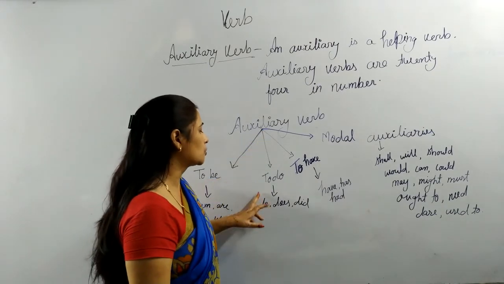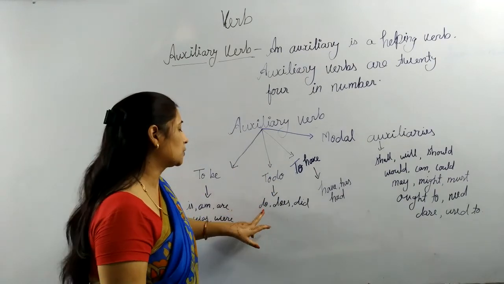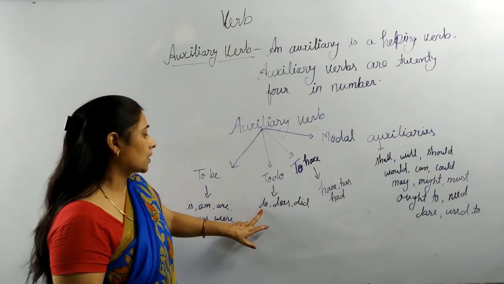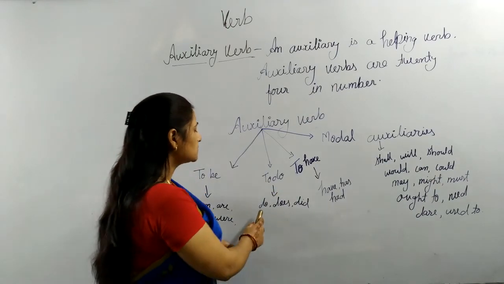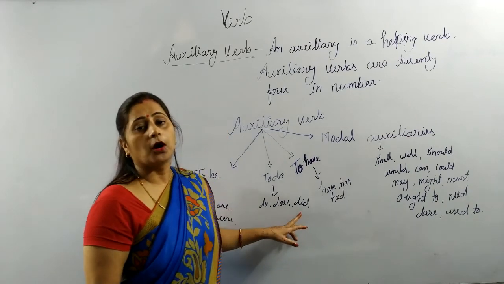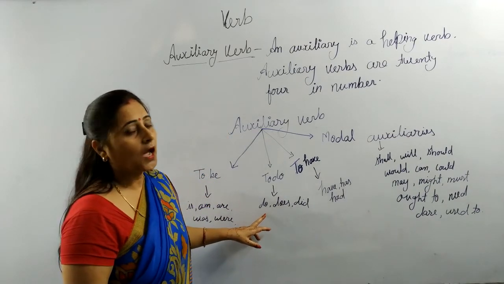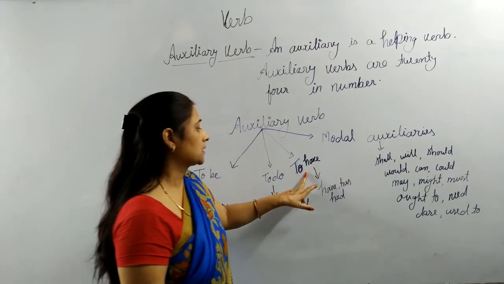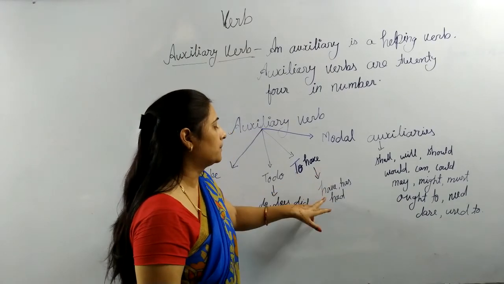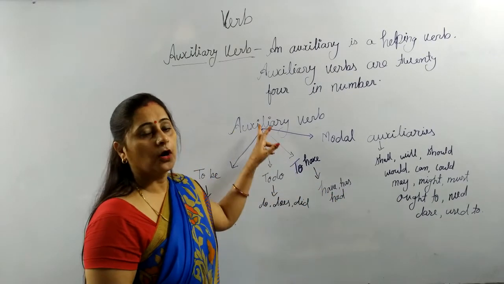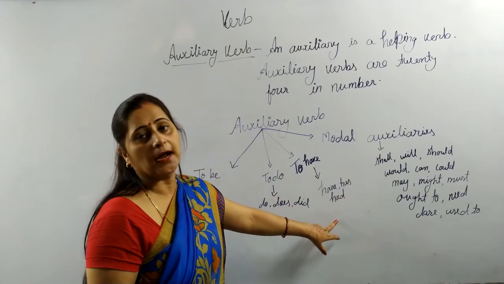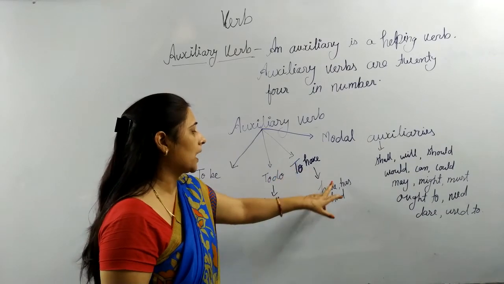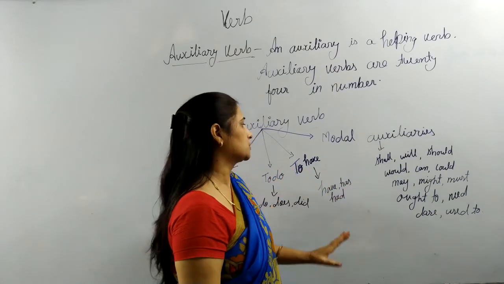Okay, now to do. There are do, does and did. All these to do verbs we have used as helping verbs in tense. Now the third one, to have. This verb to have, has and have, we have used as helping verbs. So in that way, to have, has and have we will use as helping verbs.